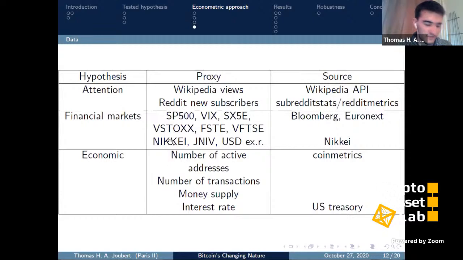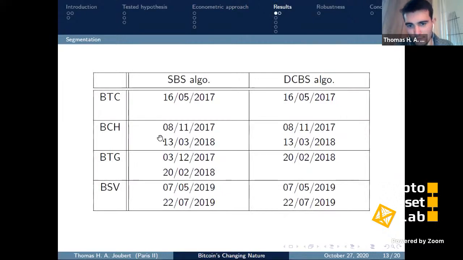So hypothesis by hypothesis, the results are the following. Okay, no. Let's first start with the periods of study. Here are the breakpoint dates that are detected by the algorithm of Shaw. The first thing we can see is that the break dates detected are not necessarily close to the hard fork dates. So this already suggests that the hard fork does not have the most impact on the change of nature of the cryptocurrencies I study.